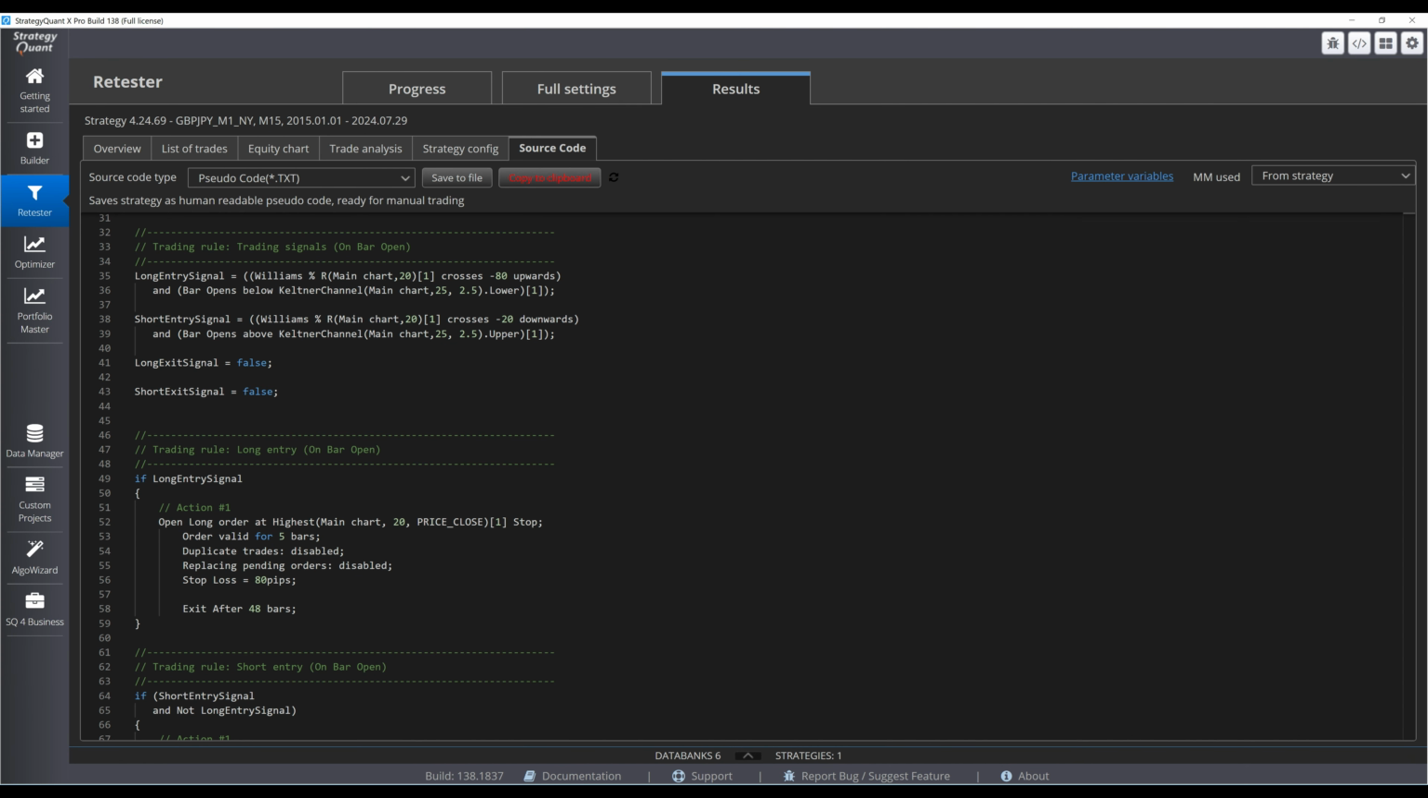And here is what the builder came up with. This is basically a trend reversal strategy that uses the Williams percent range and the Keltner channels, which are the less famous cousins of the stochastic and the Bollinger Bands, respectively.